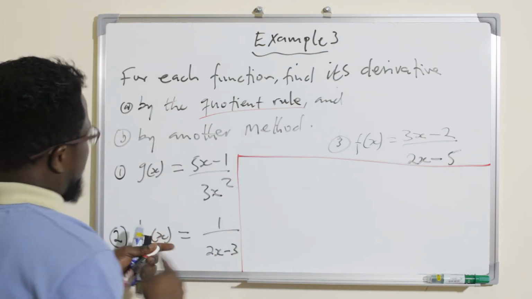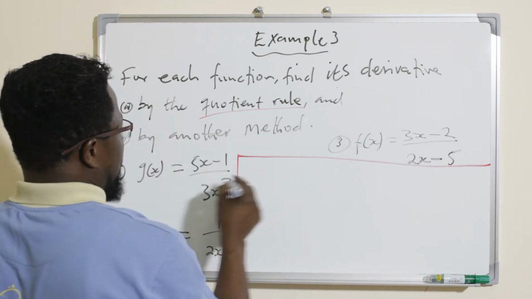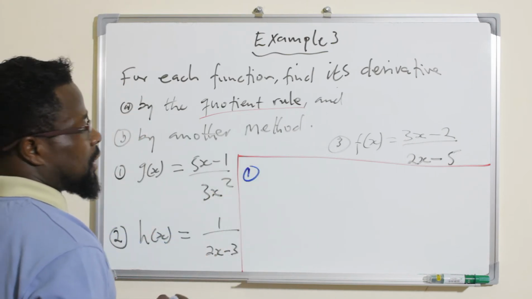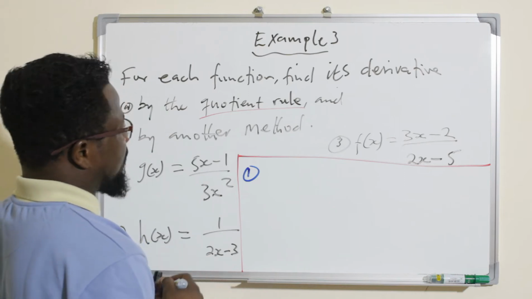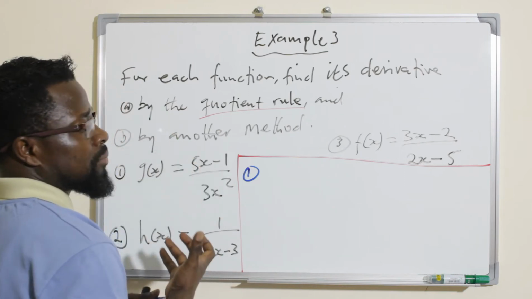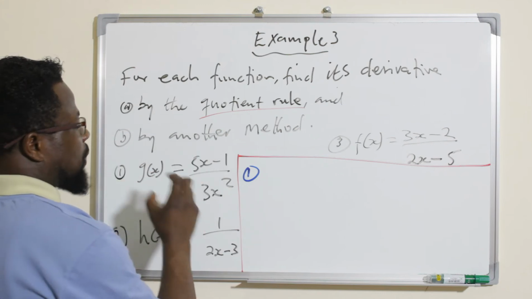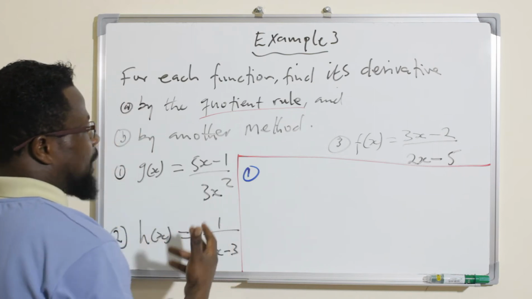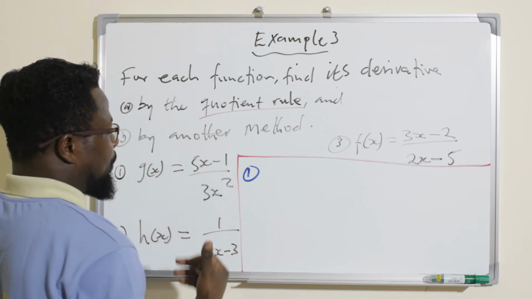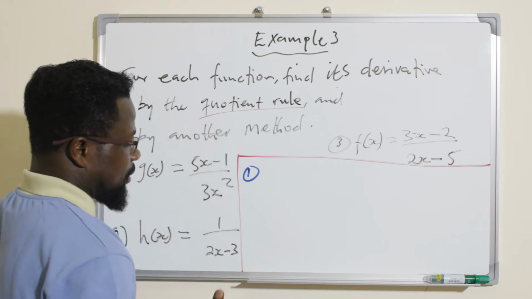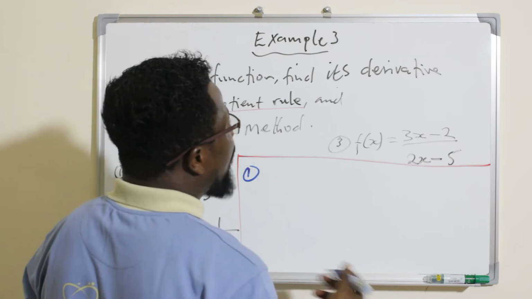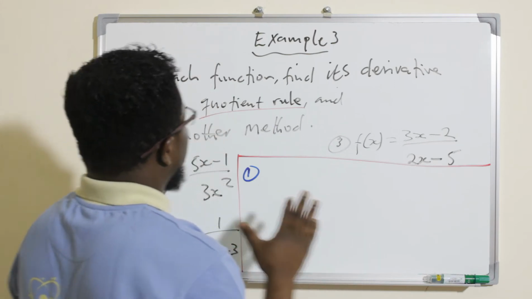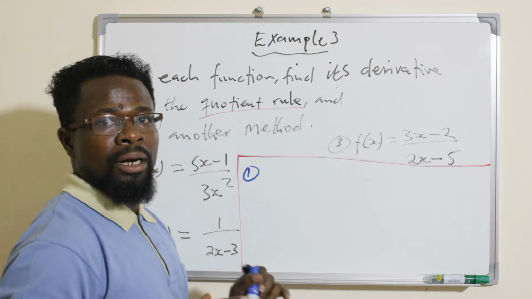I am going to solve the first one here, which says we should use the quotient rule. So remember, with the quotient rule, I need to know specifically what my numerator is and what my denominator is. In this case, the numerator is 5x minus 1, the denominator is 3x squared. So by the formula of the quotient rule, let me clean the board, write it somewhere, we go by that and then solve the problem all along.